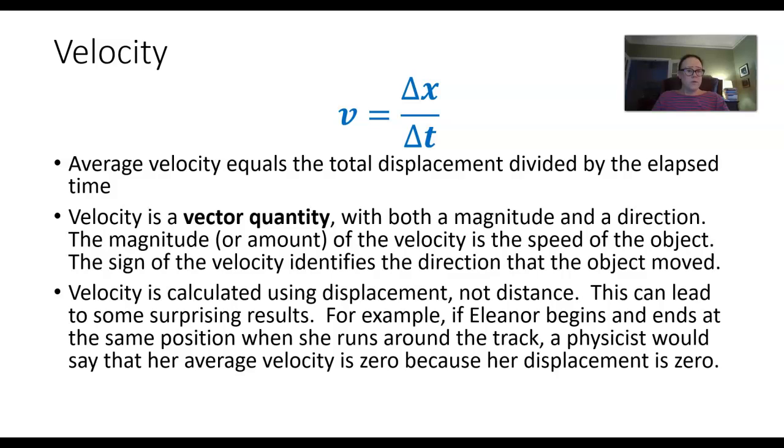So be careful, because since velocity is calculated using displacement, sometimes this can lead to some surprising results. So let's think of an example, very simple, of Eleanor, who is running around a track. And she starts at a position, and she ends up at exactly that same position. So her displacement is 0, right? Final minus initial position, well, they're the same number. So her displacement was 0. She's back where she started. So a physicist would say that her average velocity is 0 because her displacement is 0.